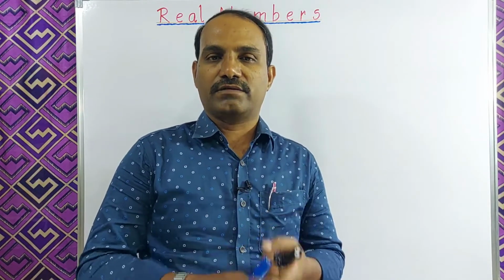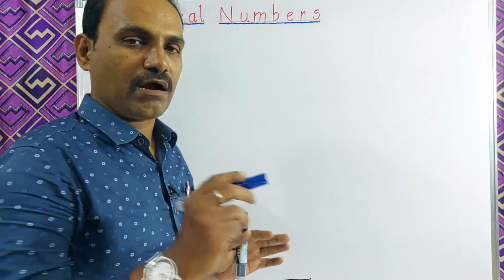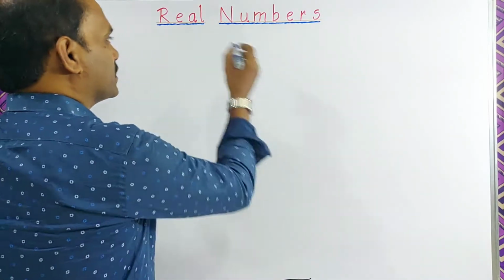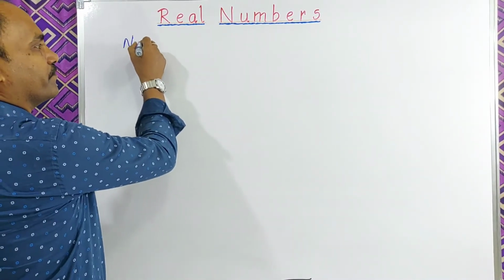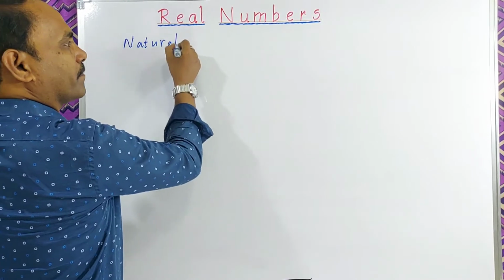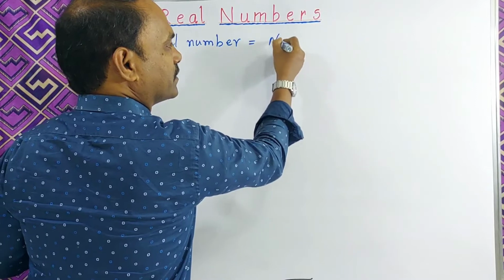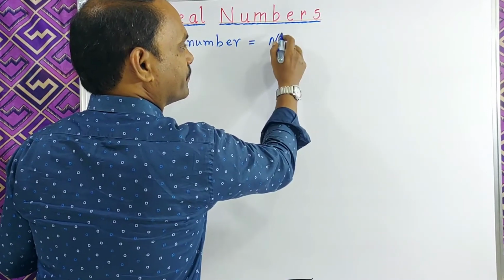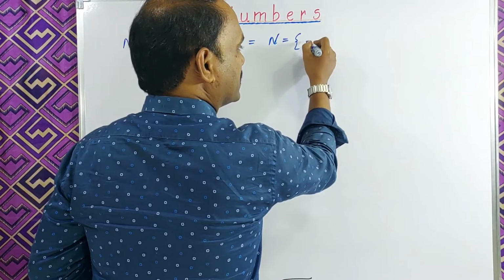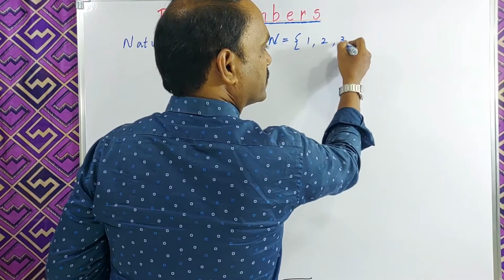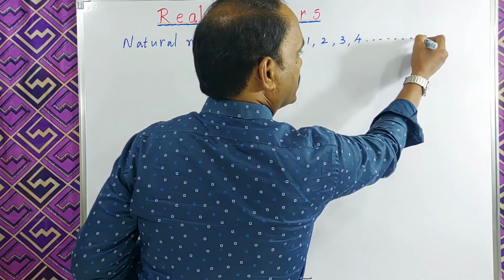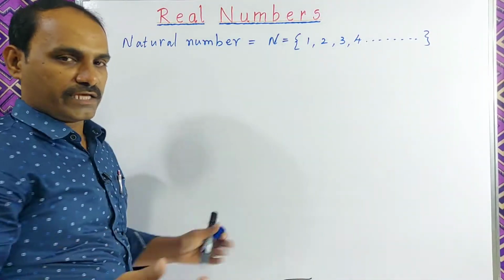Natural numbers are nothing but counting numbers. When we count, we start from 1, so 1, 2, 3, 4 like that. That's why natural numbers are called counting numbers. They are indicated with a capital N. And what are those numbers? 1, 2, 3, 4 and so on. These are the natural numbers.